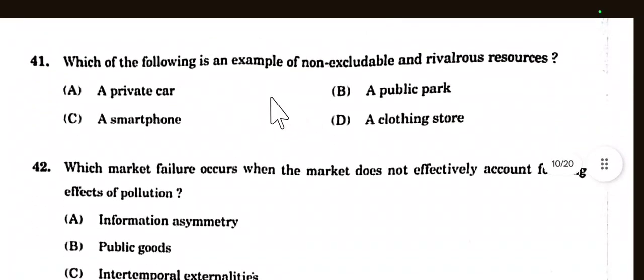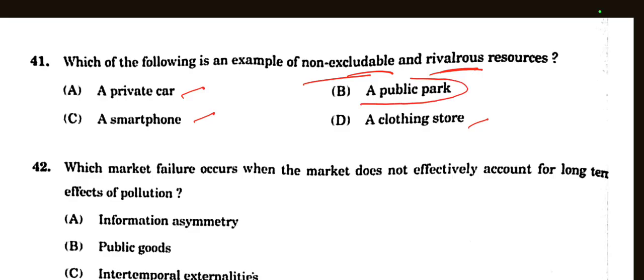Then question number 41, which of the following is an example of non-excludable and rival resources? The options are private car, public park, smartphone, clothing store. Private car, smartphone, and a clothing store are private property, meaning they are excludable and rival. Excludable and rival features are in all of them: private car, smartphone and clothing store.